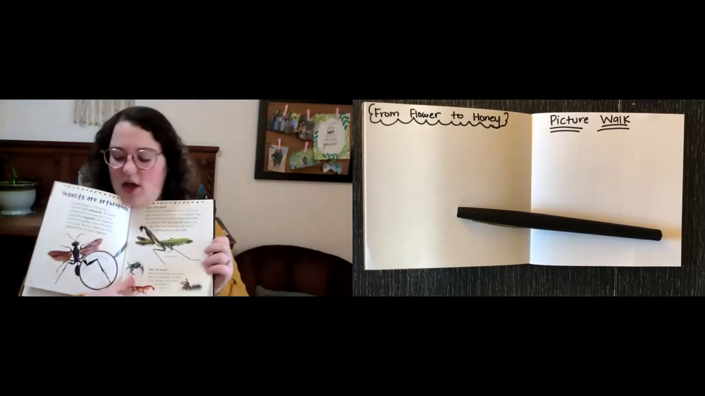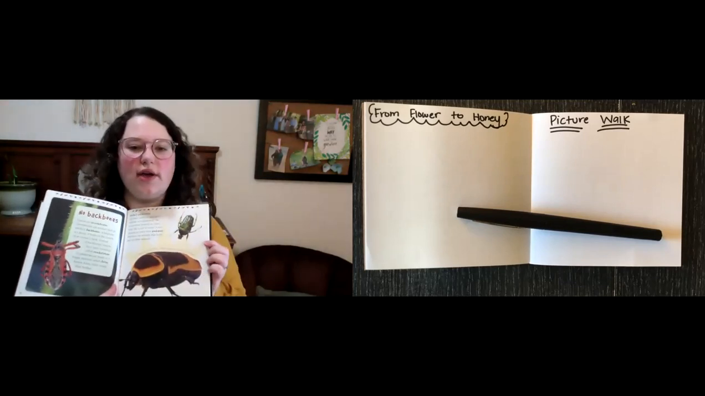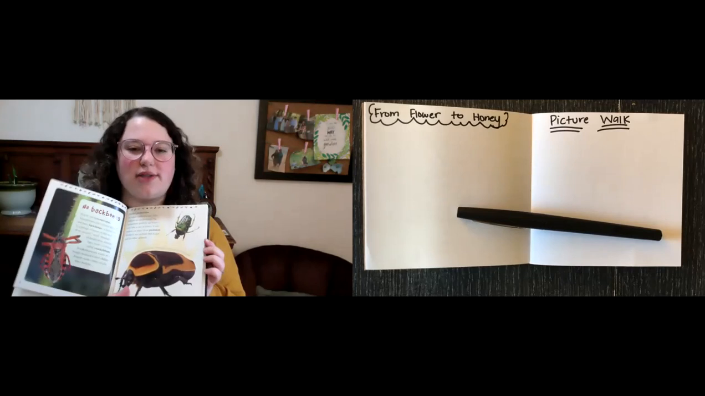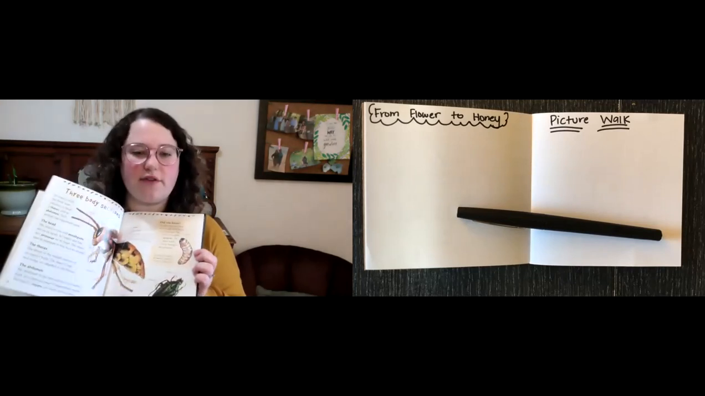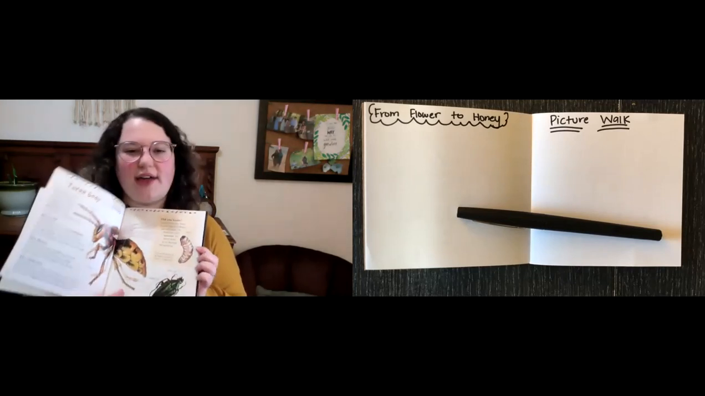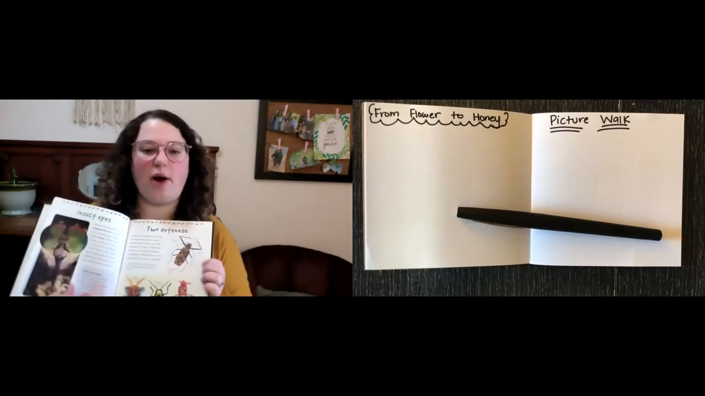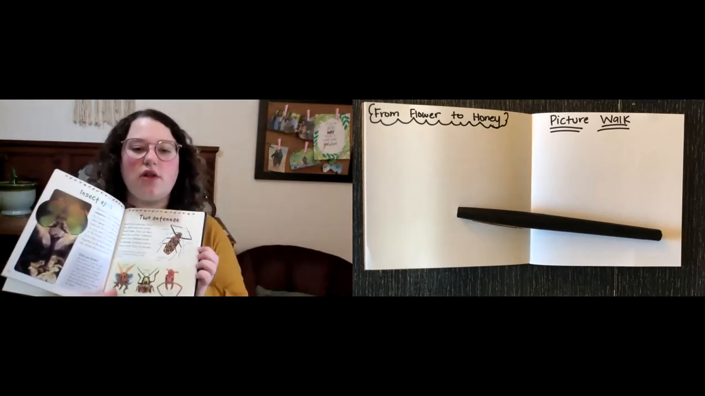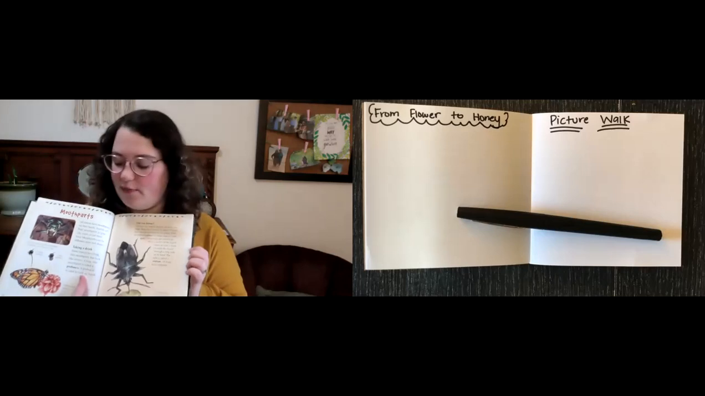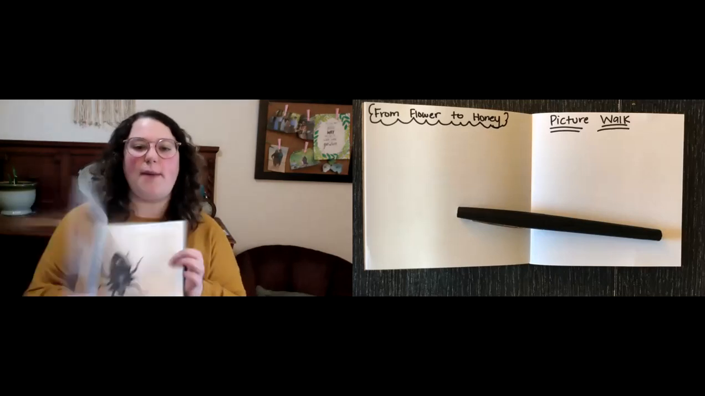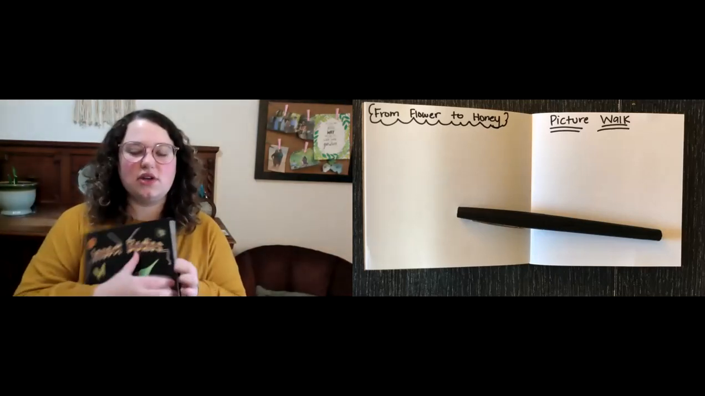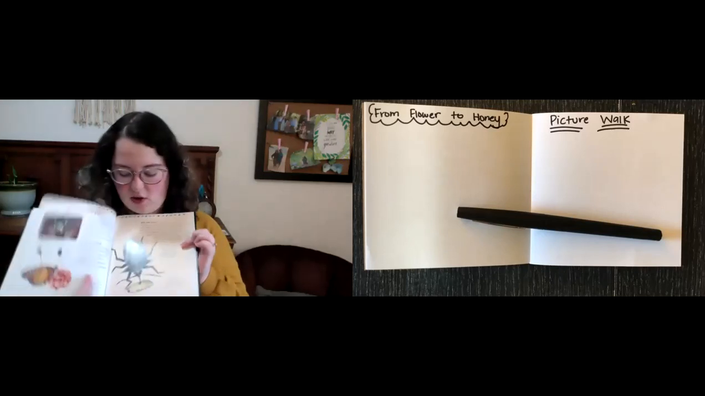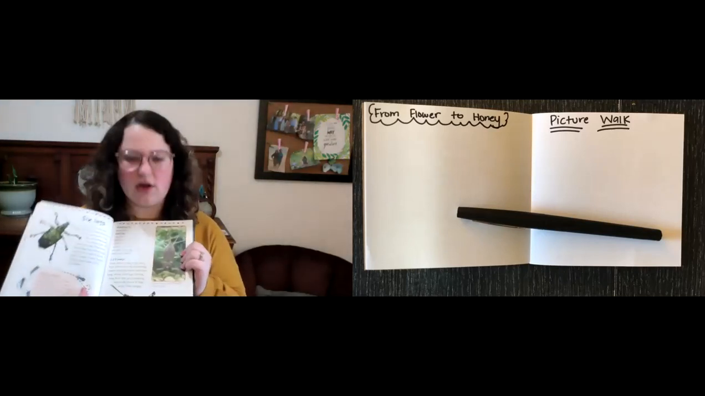And I'm going to say, I think this book is going to be about different kinds of bugs. I noticed that there are different bugs on every page. So that tells me it's not going to be a lot of information about one bug, but a lot of information about a lot of different bugs. So I think that this book will be about the bodies of different bugs. And all these pictures are showing me that.